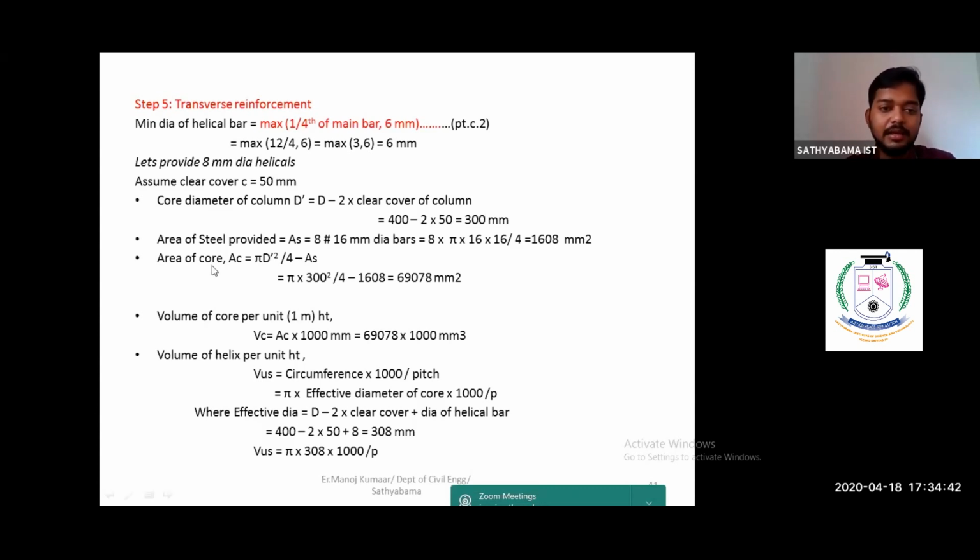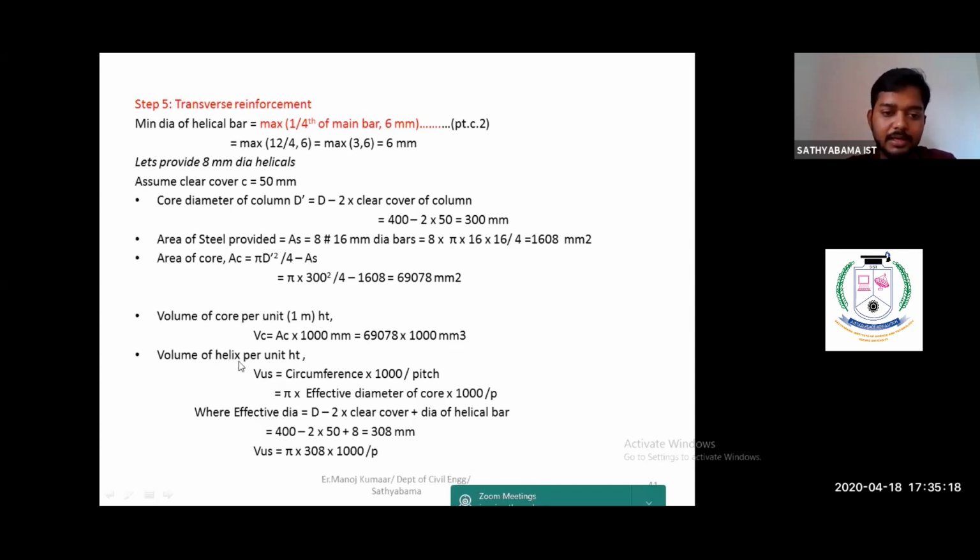Now we will calculate the area of concrete within the core portion. That is, area of core Ac equal to pi into core diameter square divided by 4, and then we have to deduct the area of steel Asc. This is pi into 300 square by 4 minus this Asc. What have we calculated here? This one, 1608. So we are getting 69,070 mm square. Now next we will calculate the volume of core per unit height, just multiply this area with 1 meter height, the 1000 mm.